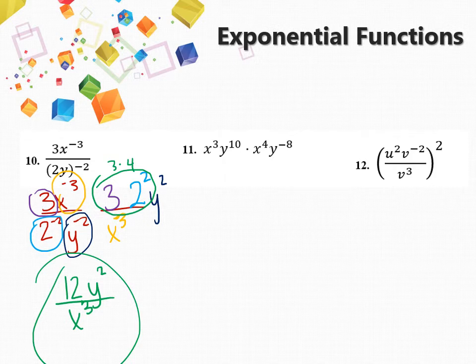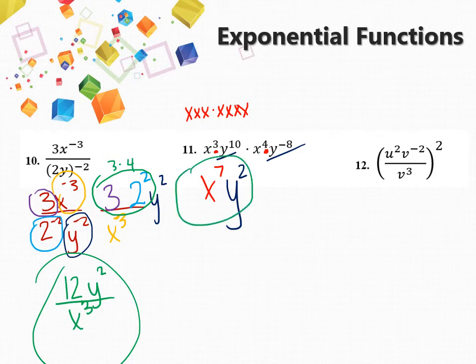On number 11 I see a multiplication problem. All of these are being multiplied. X times x, when we multiply like bases, we add their exponents, because remember, if I have 3 x's and I have 4 x's, I have 7 x's. If I take the y values, y to the 10th, y to the negative 8th, add their exponents, I get y squared. So see, I got to avoid the negative there.